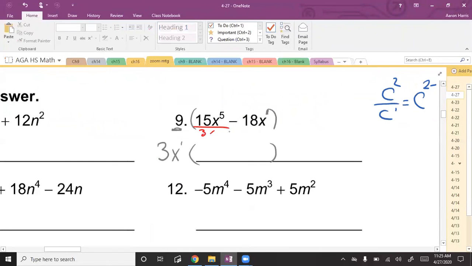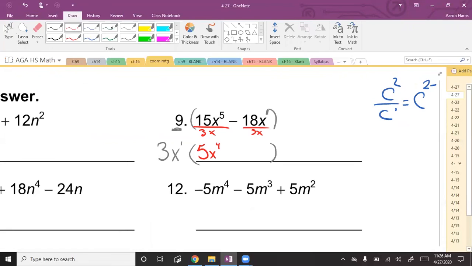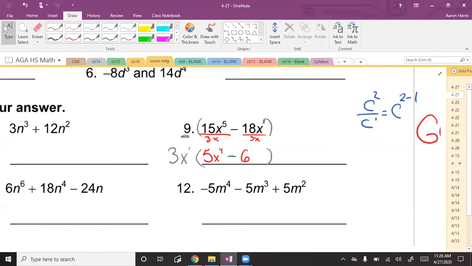There we go. 3x. You said 5, and then x to the what? It's gonna be x to the 4th power. Good. Bring down the negative sign. Good. We're gonna go ahead and divide that. That's gonna be 6. Good. And that's it, right? Because x divided by x is gonna be a 1. Awesome. That's a great job.